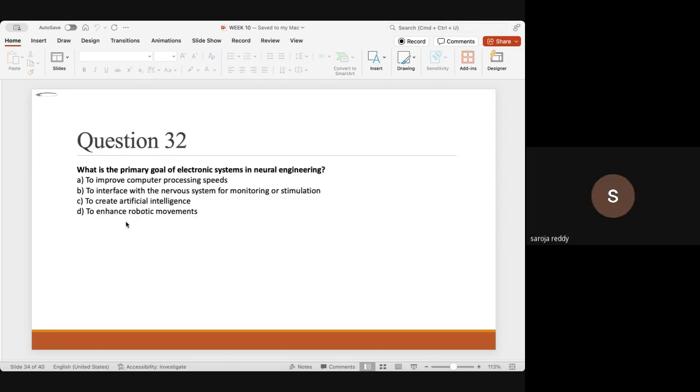What is the primary goal of electronic system in neural engineering? First option is to improve the computer processing speed. Second option is to interface with the nervous system for monitoring or stimulations. Option C, to create the artificial intelligence. And option D, to enhance the robotic movement. Option B, ma'am. Yes, option B is the right option, to interface with the nervous system for monitoring or stimulations.